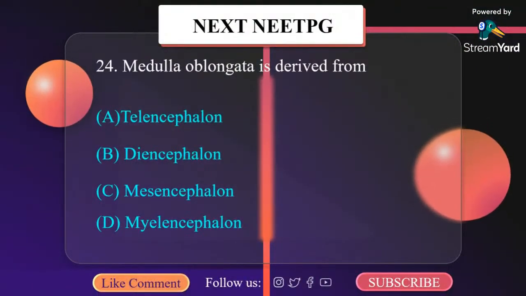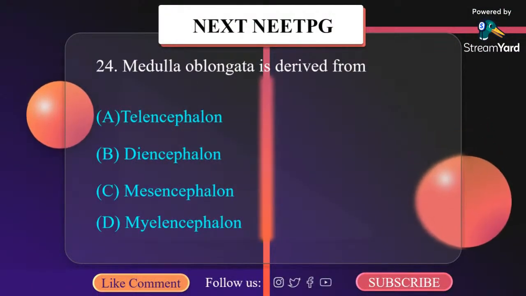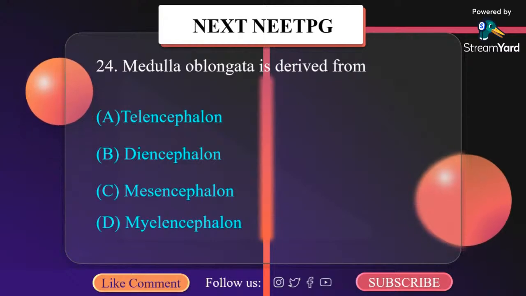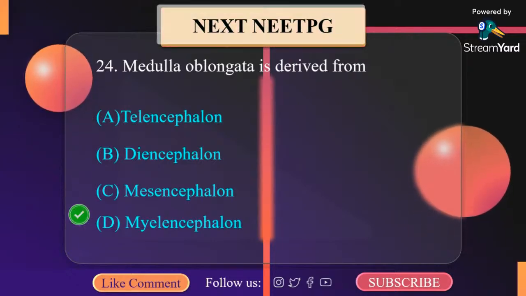Medulla oblongata is derived from: A. Telencephalon, B. Diencephalon, C. Mesencephalon, D. Myelencephalon. It is myelencephalon.